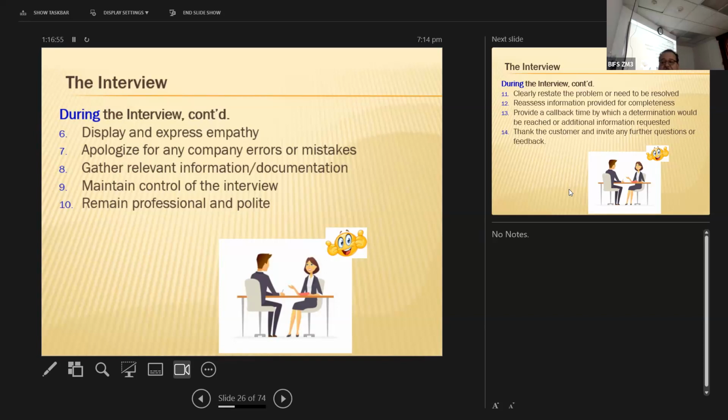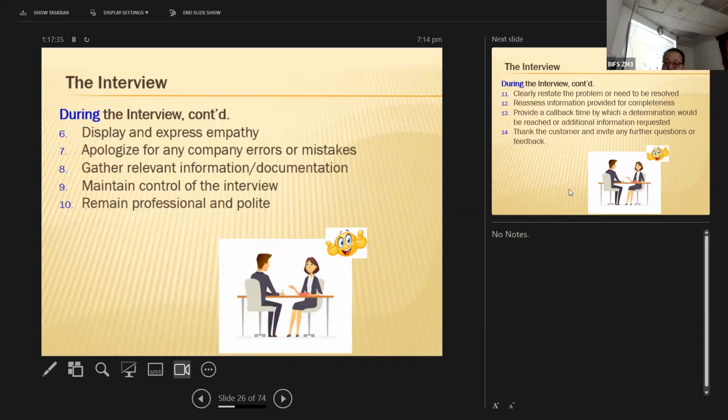During the interview, you want to gather relevant information. Again, you'll get this from the client. You write it down. If there's any documentation that's required, they may have it with them. There may be a formal invoice. It may come for a car loan, so they already have an invoice from the car company. You may want to take a photocopy of that for your record, or you may need that and give them a copy. So whatever you need, you want to gather that at that time.